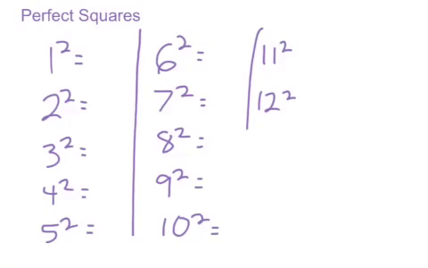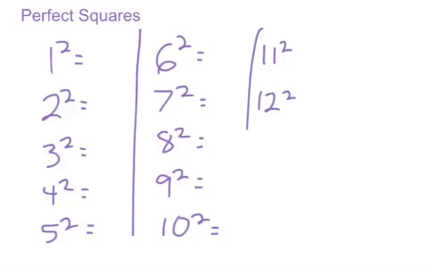In this video, we'll be learning how to factor a difference of perfect squares. Remember that in math language, difference means subtraction. So a difference of perfect squares is when two perfect squares are being subtracted from each other. A perfect square is any number that is the product of a number multiplied by itself.